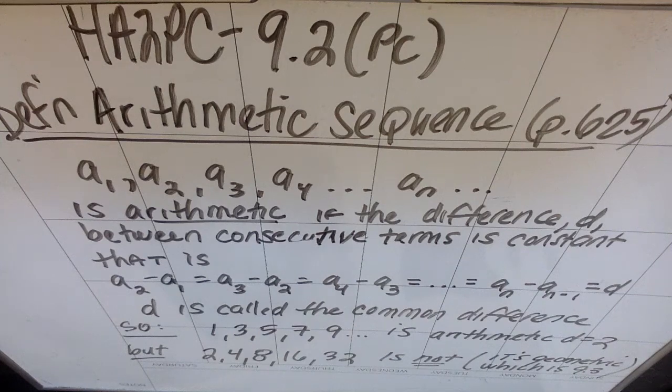We're back at Honors Algebra 2 Pre-Calculus doing section 9.2 from Pre-Calc, which is arithmetic sequences and partial sums. So we're going to start on page 625 in your textbook with the definition of an arithmetic sequence.